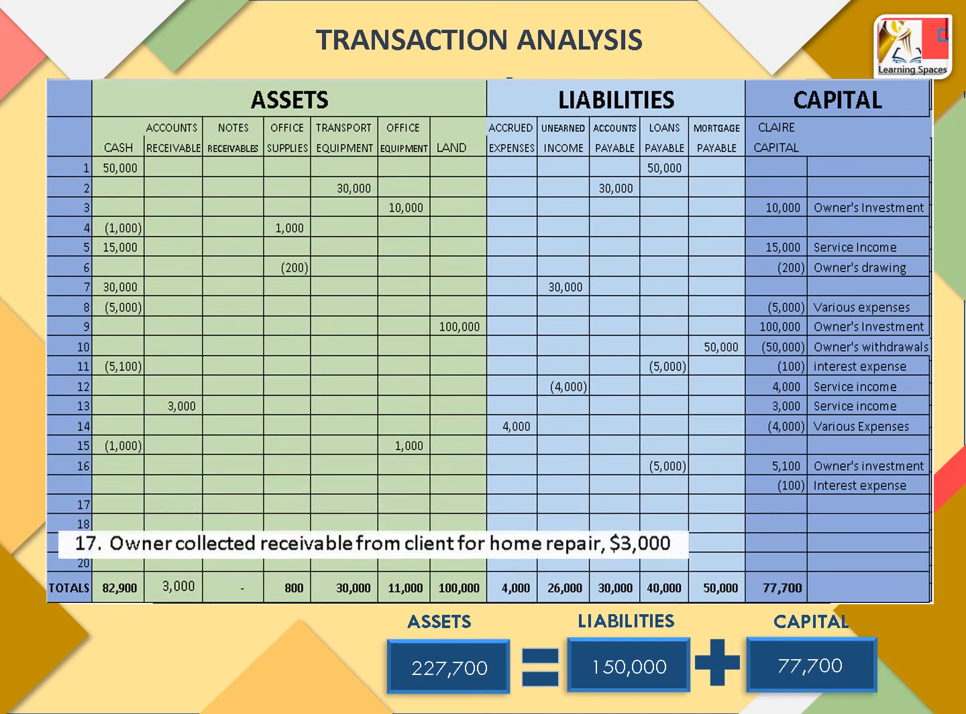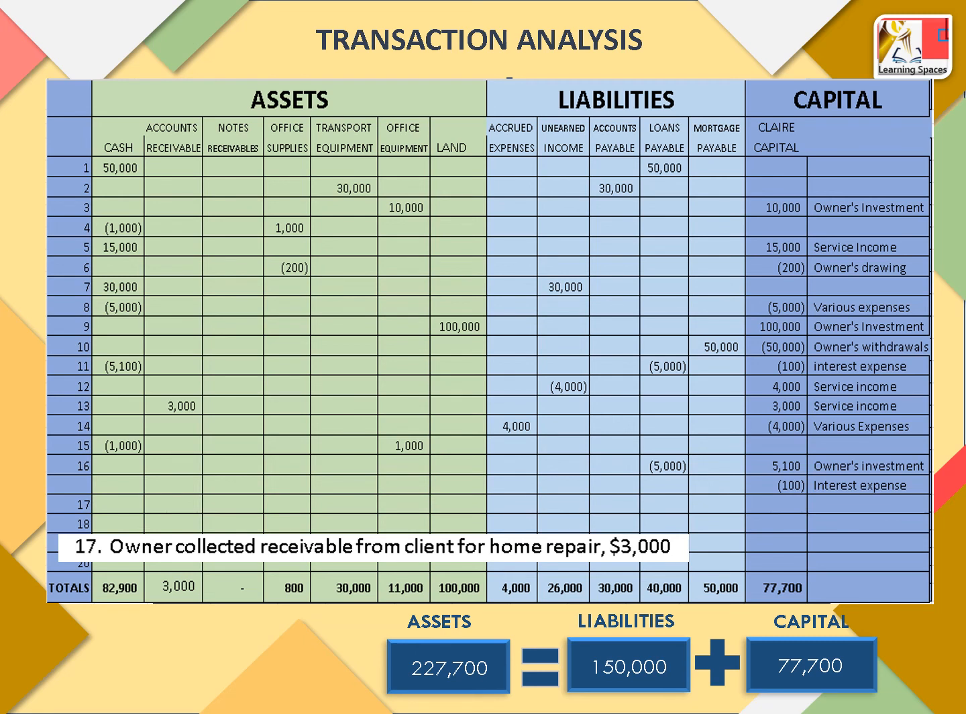Let's look at how number 17 affects the equation. The collection of receivable by the owner will decrease it by $3,000. But since the amount is directed by the owner for personal home use, the capital should be decreased by that amount.